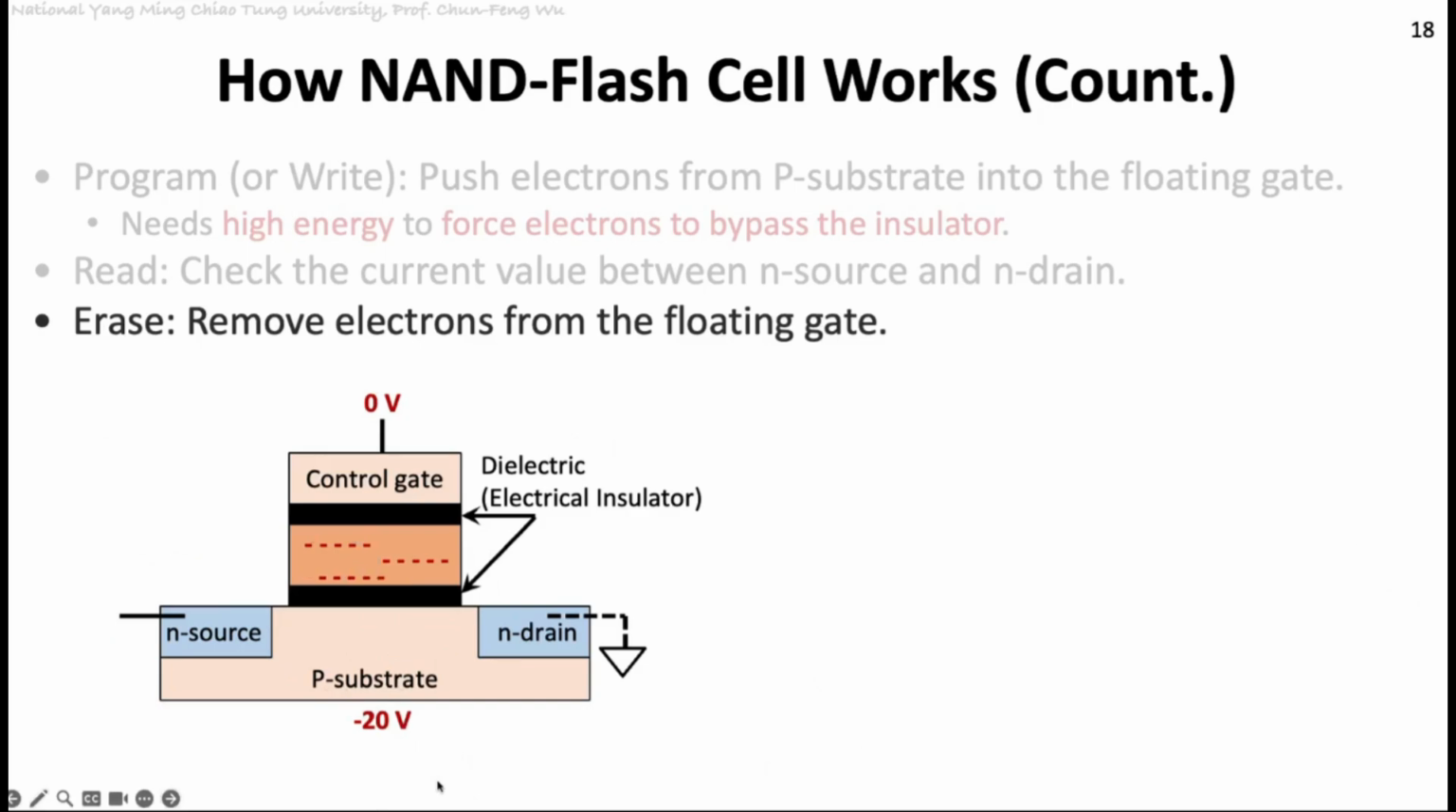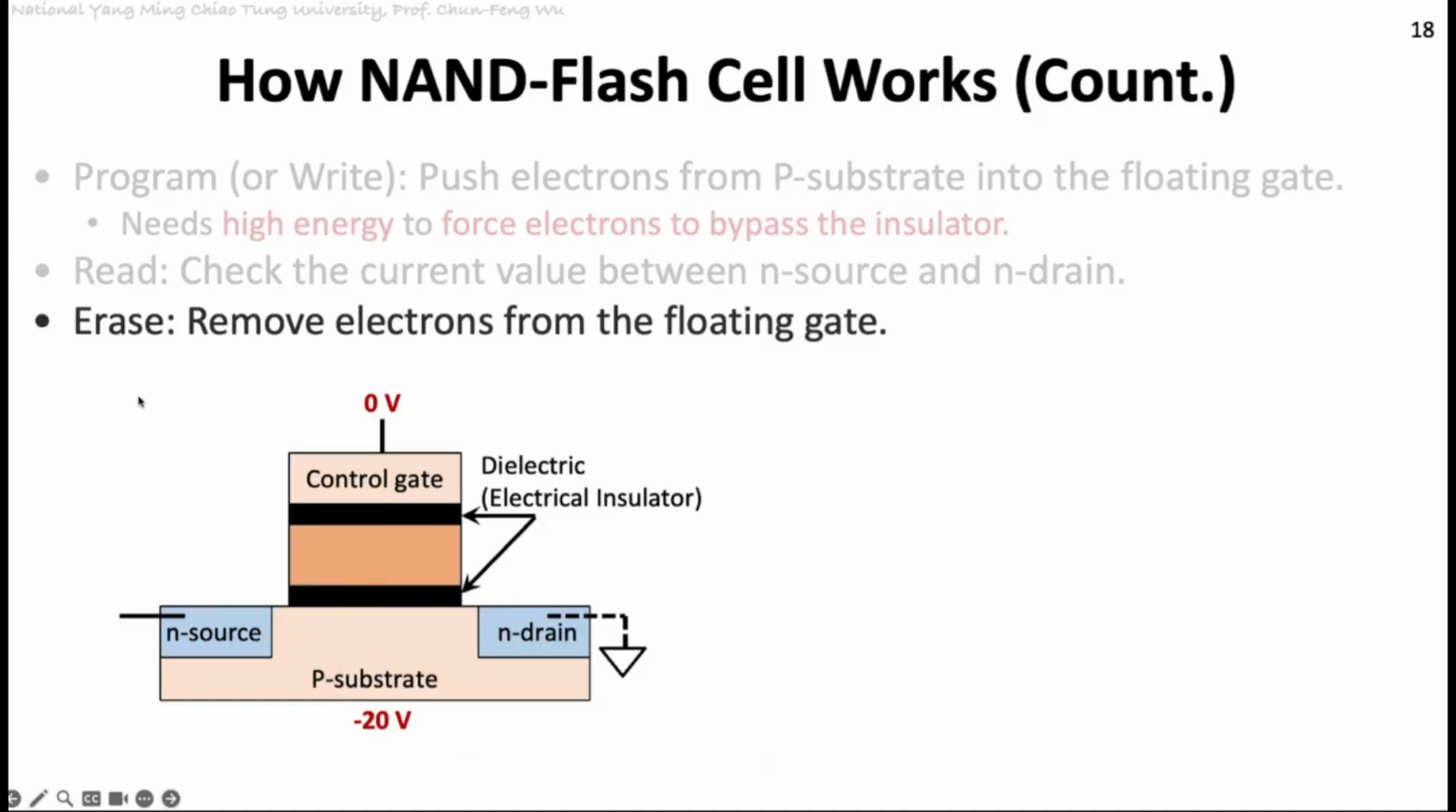Like these kinds of things, you can drag the electrons out, and then there will be no electrons inside again. And the cool thing is actually the P substrate. You can think about the P substrate connecting a lot of cells, because all the NAND flash cells on one P substrate belong to one block.